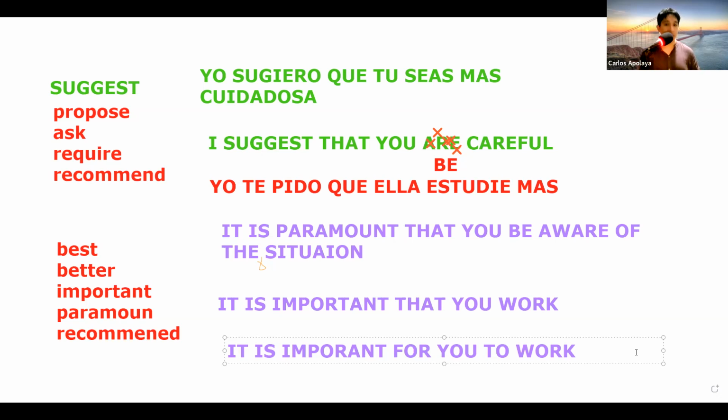You see? But in the second one, it is important for you to work. It means that it matters to you. What matters to you? Working. Did you understand the difference between these two sentences? Yeah. Exactly. Do you have any questions about these ones?